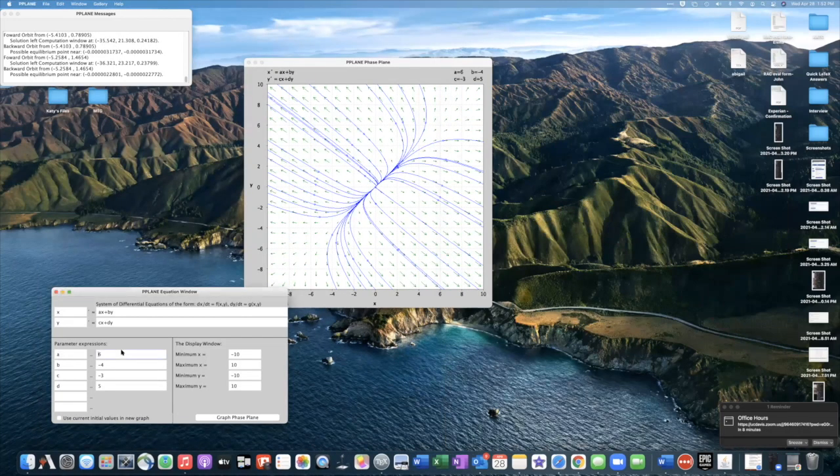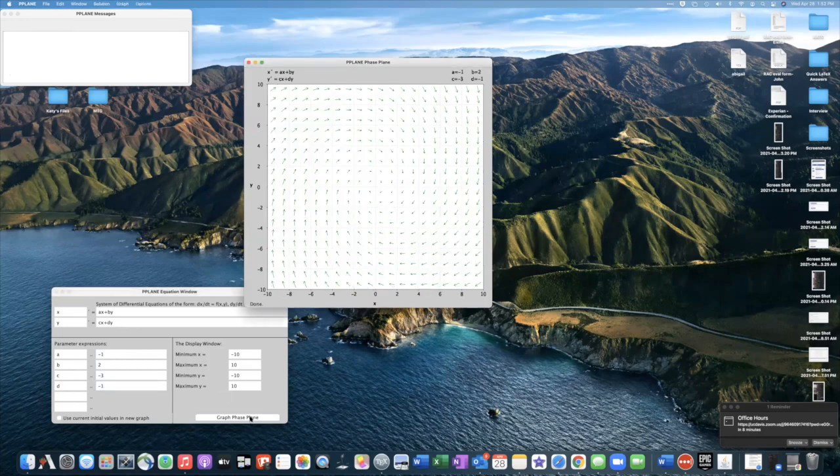So if we do this one, right, which is -1, 2, -3, -1. We graph that one. You can totally see the spiraliness of it, right? And it's definitely spiraling inward.